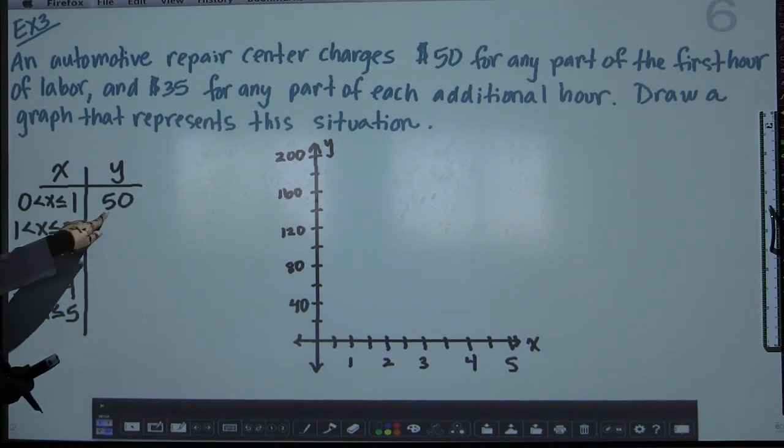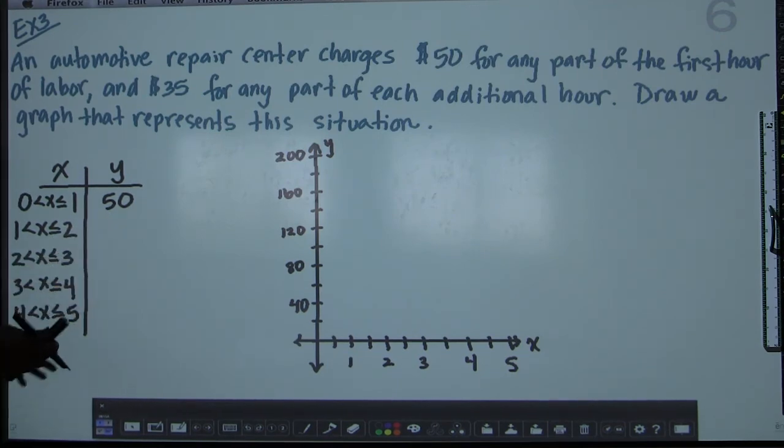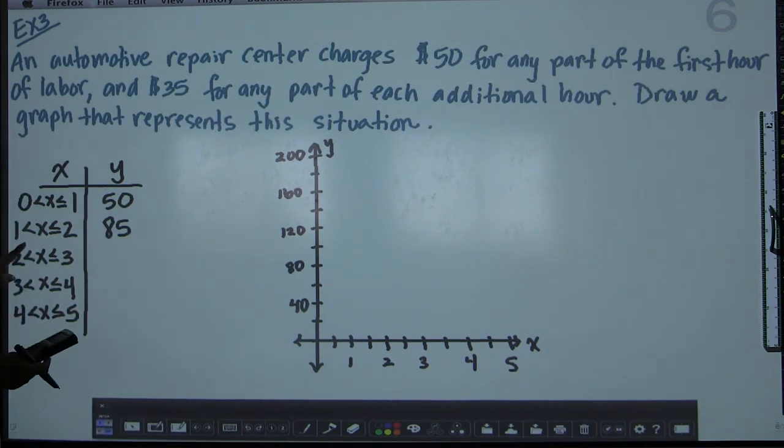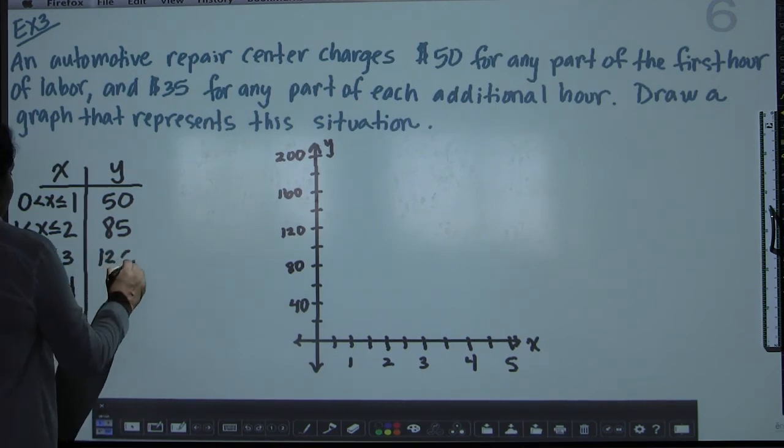So you already have to pay for the 50 plus the 35. So in that case, you're going to end up paying 85. So for this guy right here, we're going to have $85, for anywhere between the first and the second hour. Between the second and the third hour, on top of the 85, they're going to charge you another $35, and you're going to get 120.